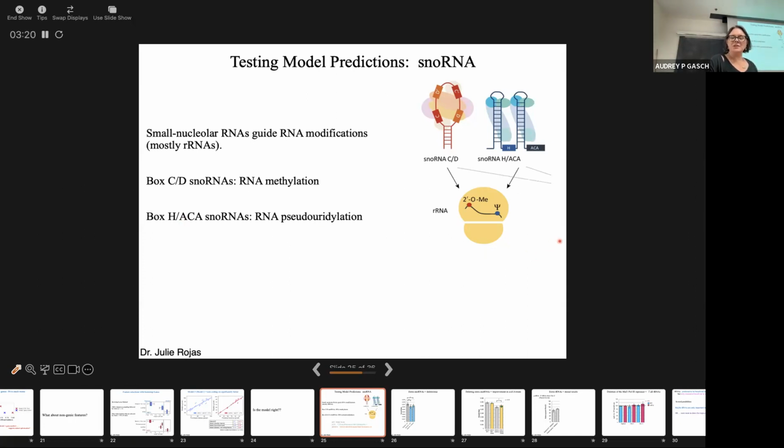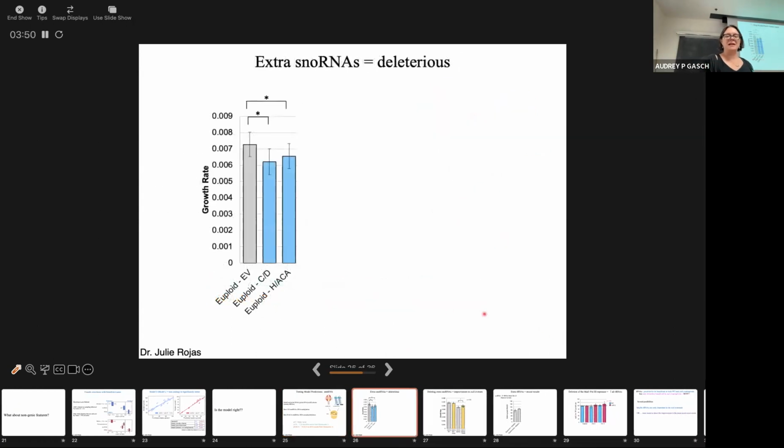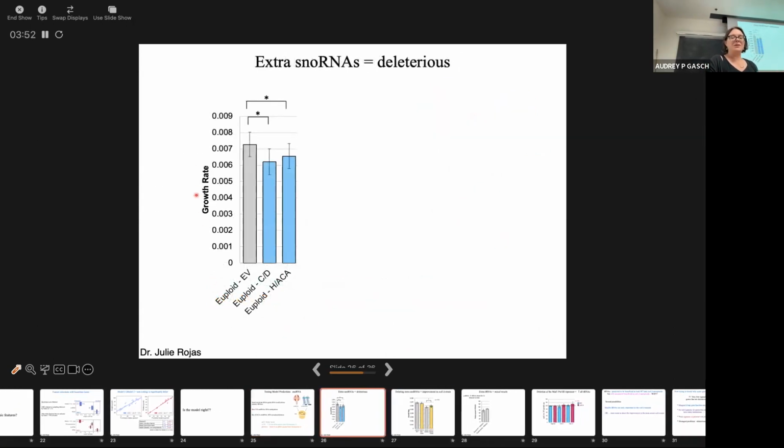So the first question, is it true that duplicating some of the SNO RNAs is bad? What Julie did is she cloned two different cassettes of SNO RNAs. Conveniently, chromosome 13 has a bunch of the CD box SNO RNAs in a row. So Julie just cloned those onto a plasmid. Chromosome 15 has a group of 7 of the other type of SNO RNAs. She cloned those. And what happens if you put these two different cassettes into yeast? Well, first thing that she found, here we have our growth rate.